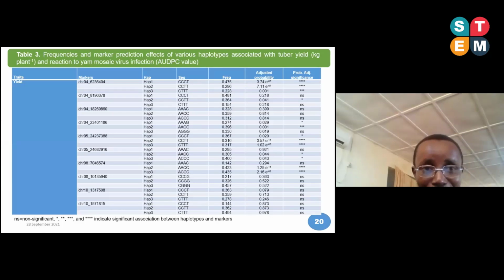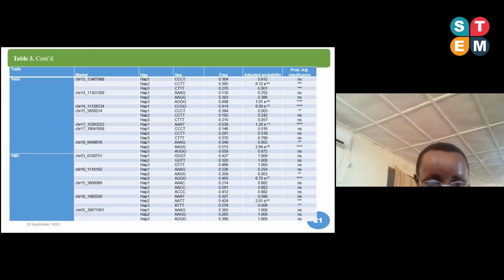So with a haplotype analysis, we found out that for the tuber yield per plant, there are about 12 markers that have significant associations when you look at the probability adjusted significant values. There are about 12 markers for yield, and then for the yam mosaic virus, of the 5, 2 actually exhibit a significant association, based on the p-values for that particular trait.